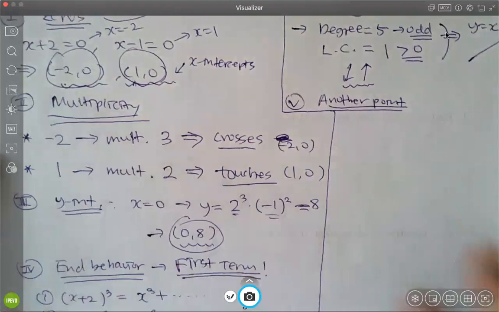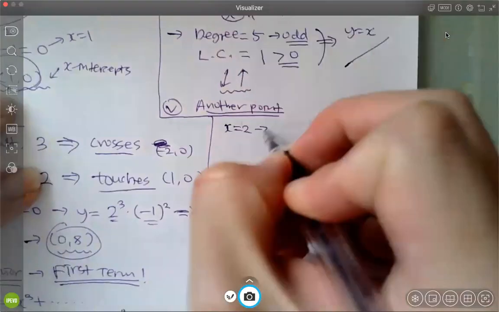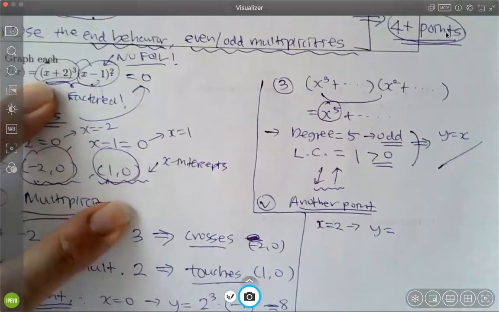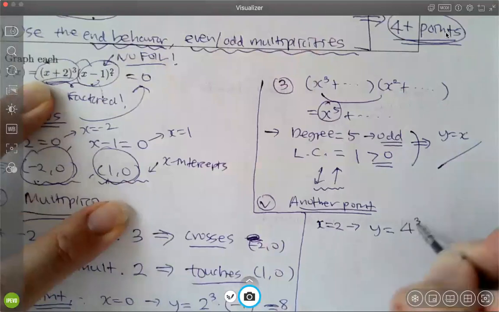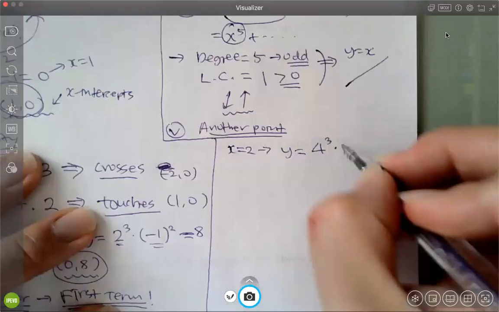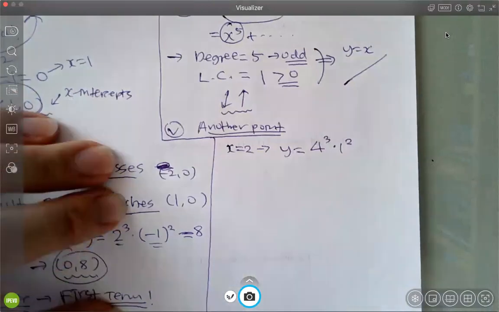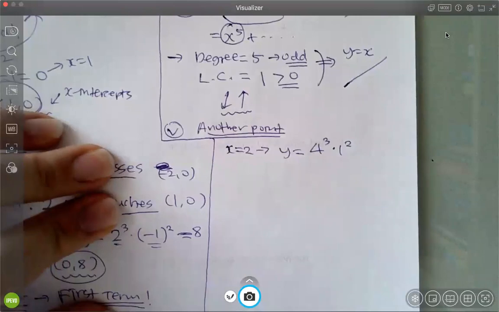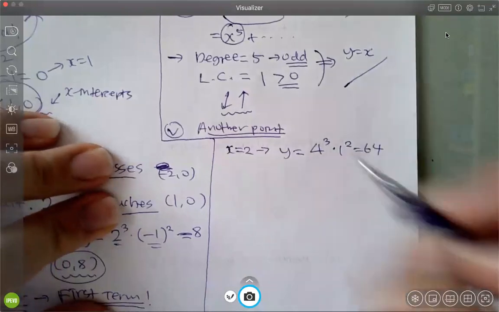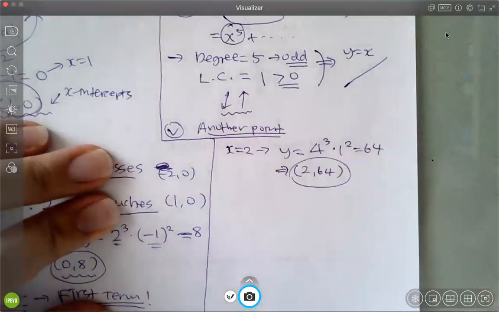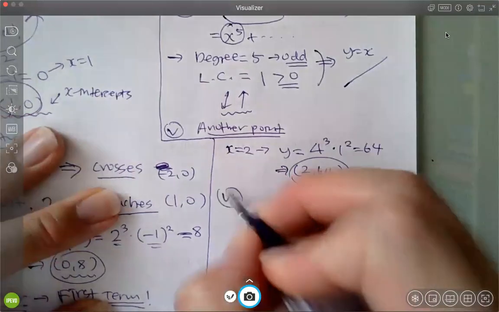So when x is equal to 2, what's the value of y? We have 2 plus 2 cubed, so that means 4 cubed. And then times 2 minus 1 squared. So that's just 1 squared, right? Now 4 cubed, that's 16 times 4, so that's 64, right? And that's times 1. So y is equal to 64. So it passes 2, 64, which is a rather big point. So now, we have all the ingredients, so let's graph.